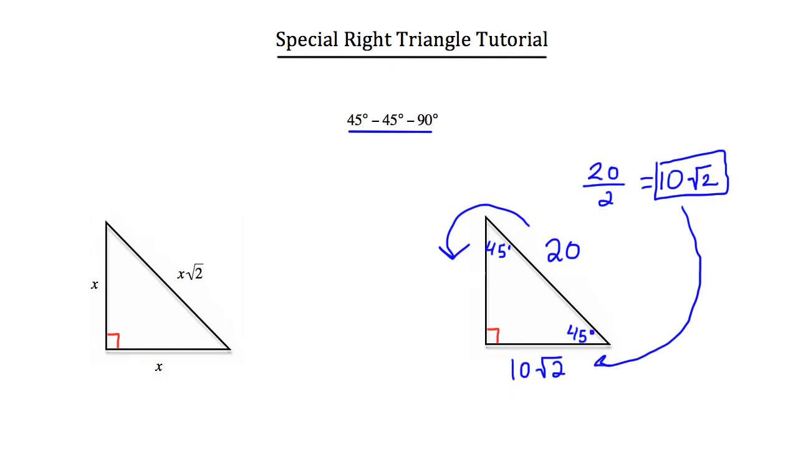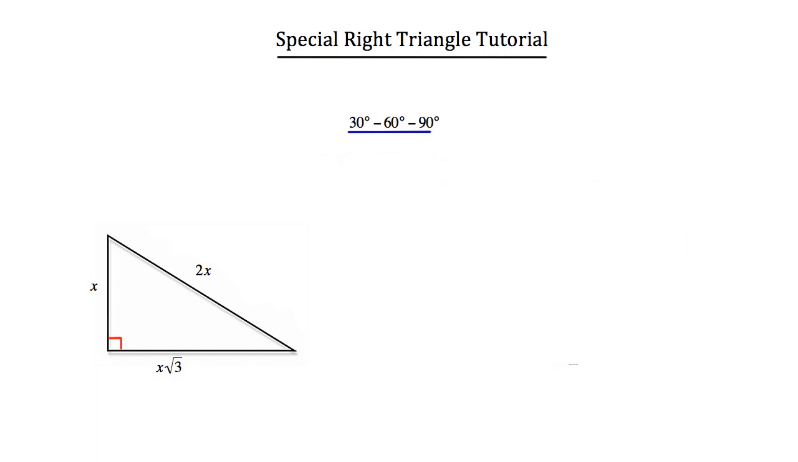Now let's move on to the other type of special right triangle, which is the 30, 60, 90. Now the 30, 60, 90 are the degrees of this special right triangle, and it typically looks like this. You can see that the leg on the left seems a little bit shorter than the lower leg. The special measurements of the legs and the hypotenuse of a 30, 60, 90 are this.